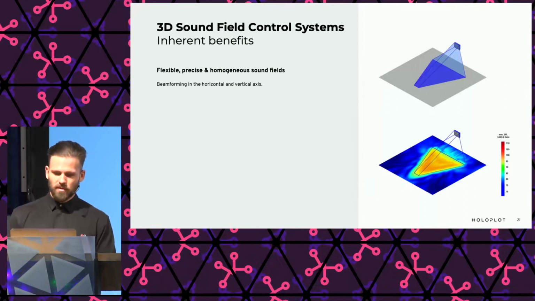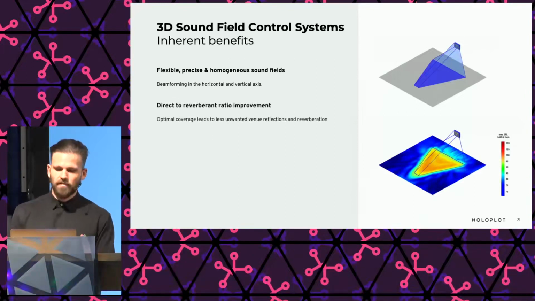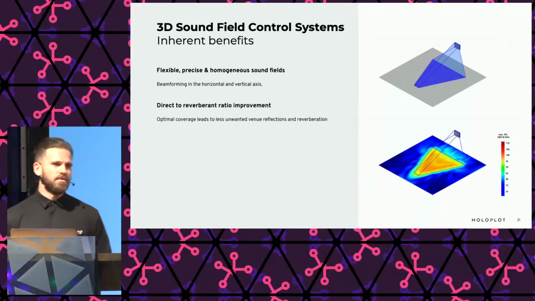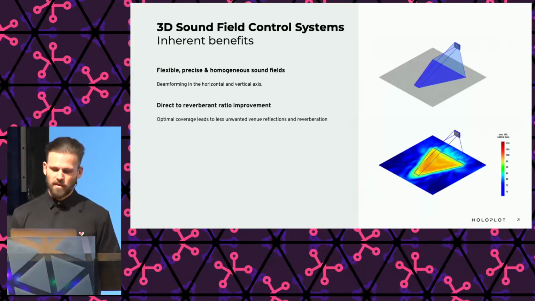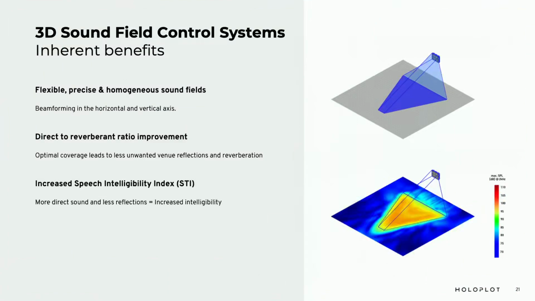So because of that precision in delivering sound only where it's needed, the reflections from badly treated venues or spaces are minimized, resulting in an increase of the direct to reverberant ratio in that specific venue on that system. As a result, the speech intelligibility index will increase, delivering crystal clear messages to most of the audience area, even in very challenging acoustic venues.